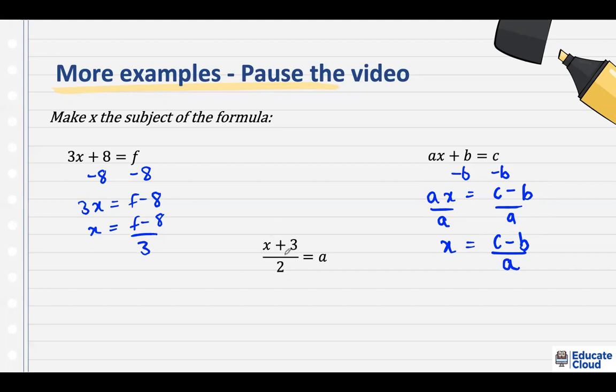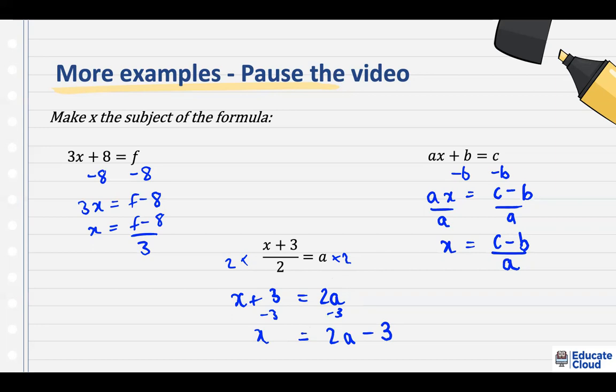The next one here is all of this being divided by 2. So the first thing you need to do is times both sides by 2. On the left, if you times it by 2, you'll get rid of the denominator. And on the right, if you times it by 2, it'll just give you 2a. And then to get the x by itself, you're going to take away the 3 from both sides. So x will be 2a minus 3. So that is what you are going to do in this case.